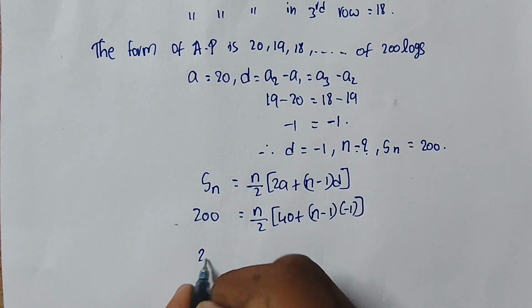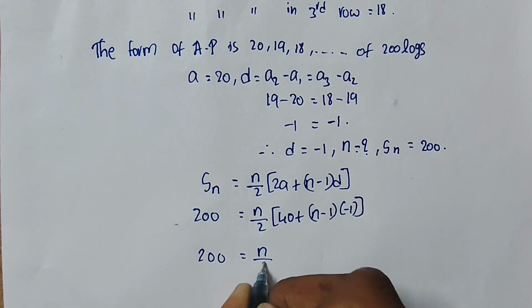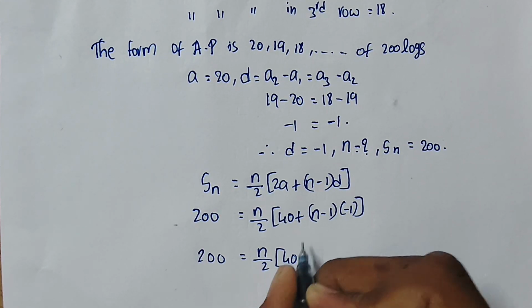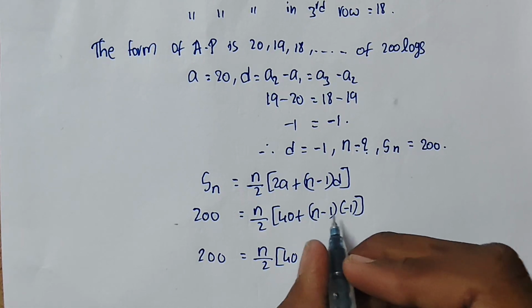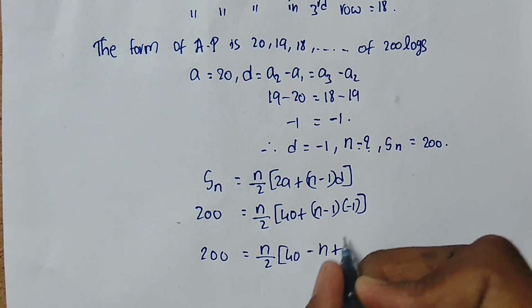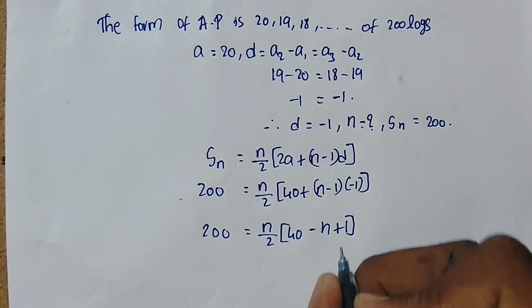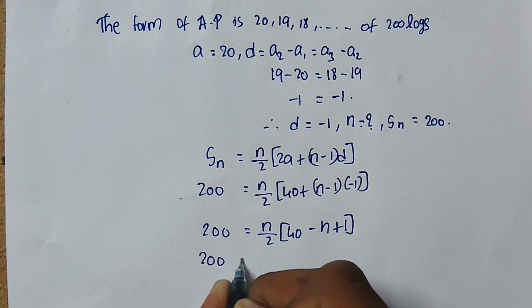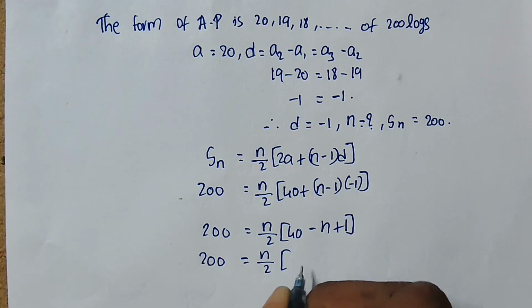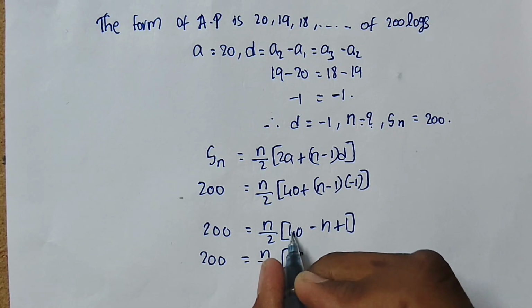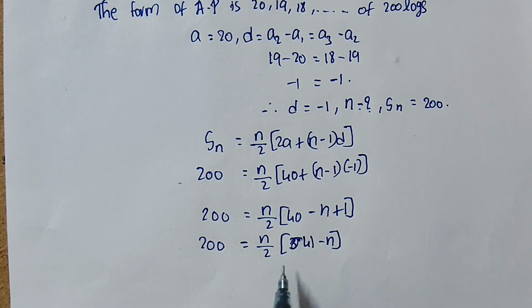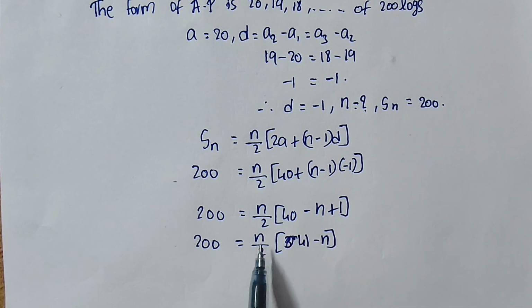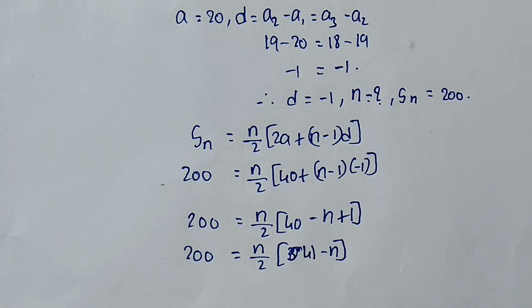Understand? So here 200 is equal to n/2 into (40 plus 1) minus n. Understand? So here 40 plus 1 means 41 minus n. Here 2 is dividing the n. If you transpose 2 to the right side, it will multiply the 200.